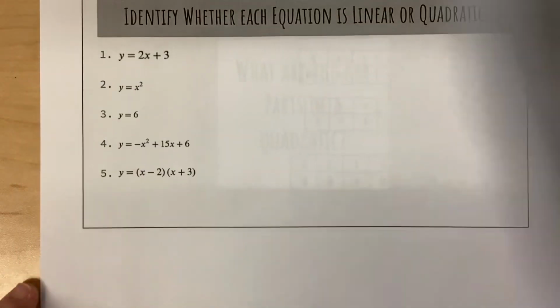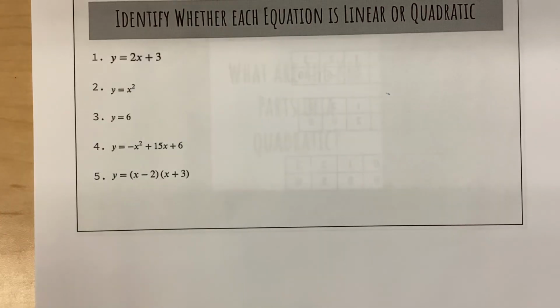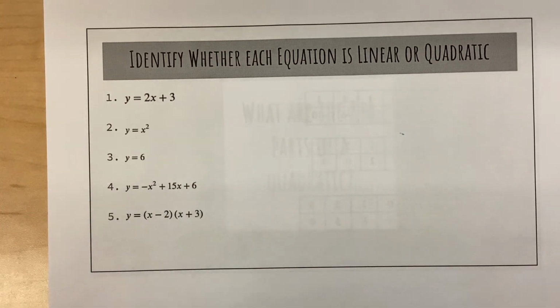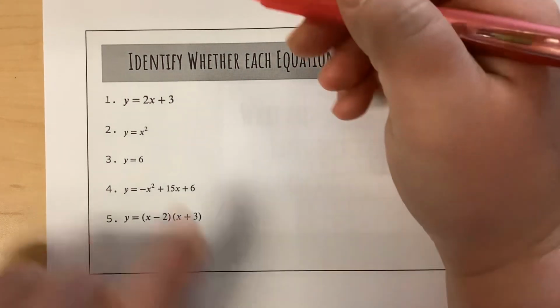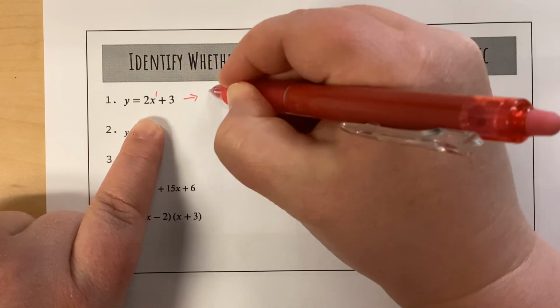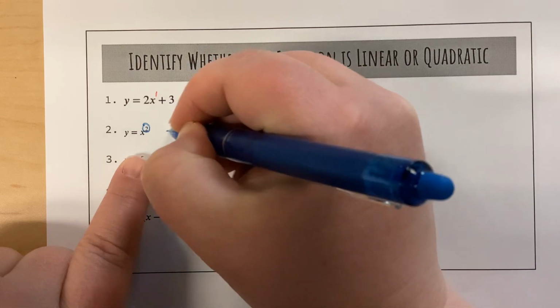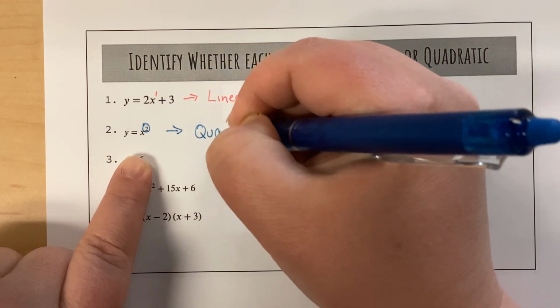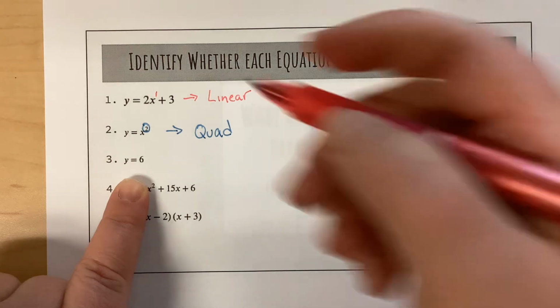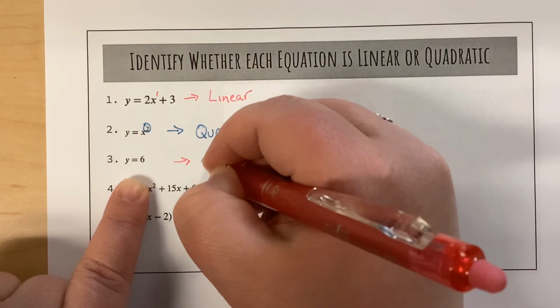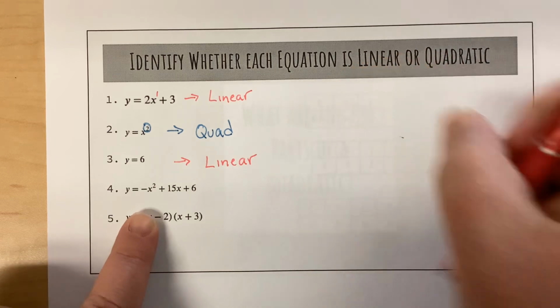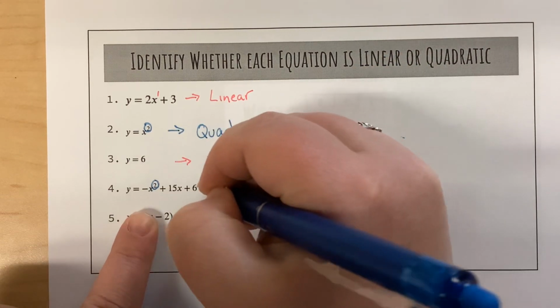All right, let's take a look at some equations. So again, we're focusing on the x and what kind of exponent it has. If it's a 2, it's going to be a quadratic. If it's 1 or smaller, it's going to be linear. Okay, so again, this is x to the first, making this one linear. This one is x to the second, so this one is quadratic. This is y equals 6, so that's a horizontal line. That one is linear. This one is also to the second power, making this one quadratic.